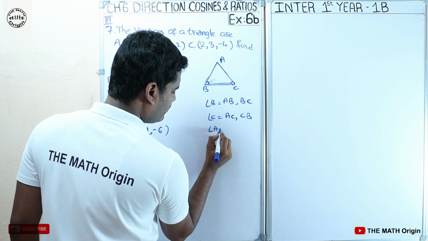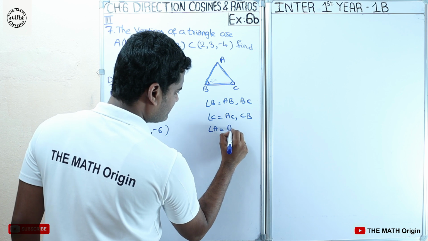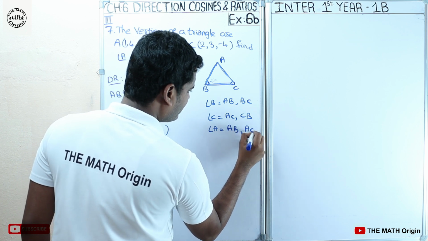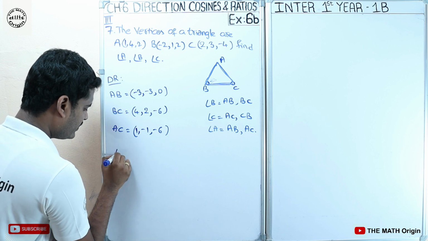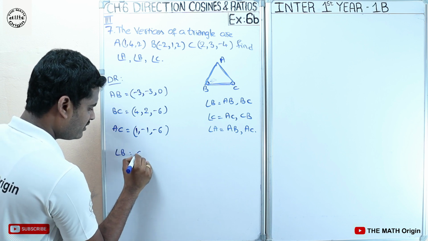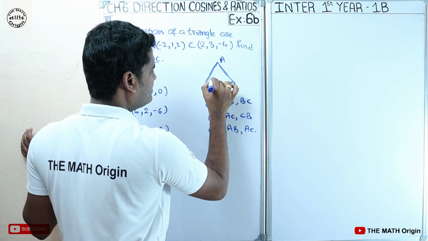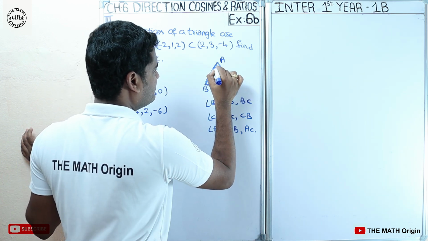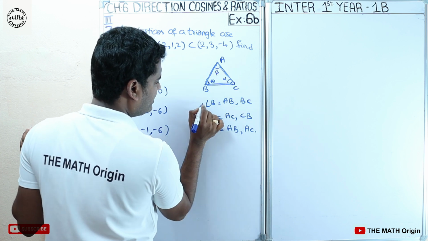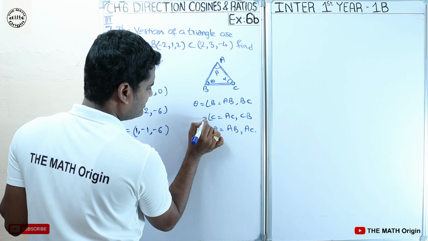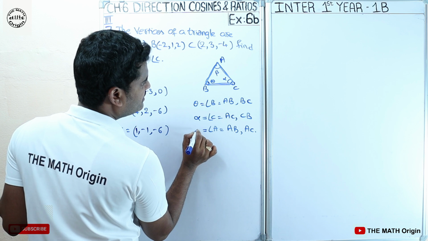In the same way, if you want to find angle A, it means AB and AC. Okay, now let's first find angle B. Without any confusion, let's take this as theta, this as beta and this as gamma. Okay, this as theta, this as alpha and this as beta.